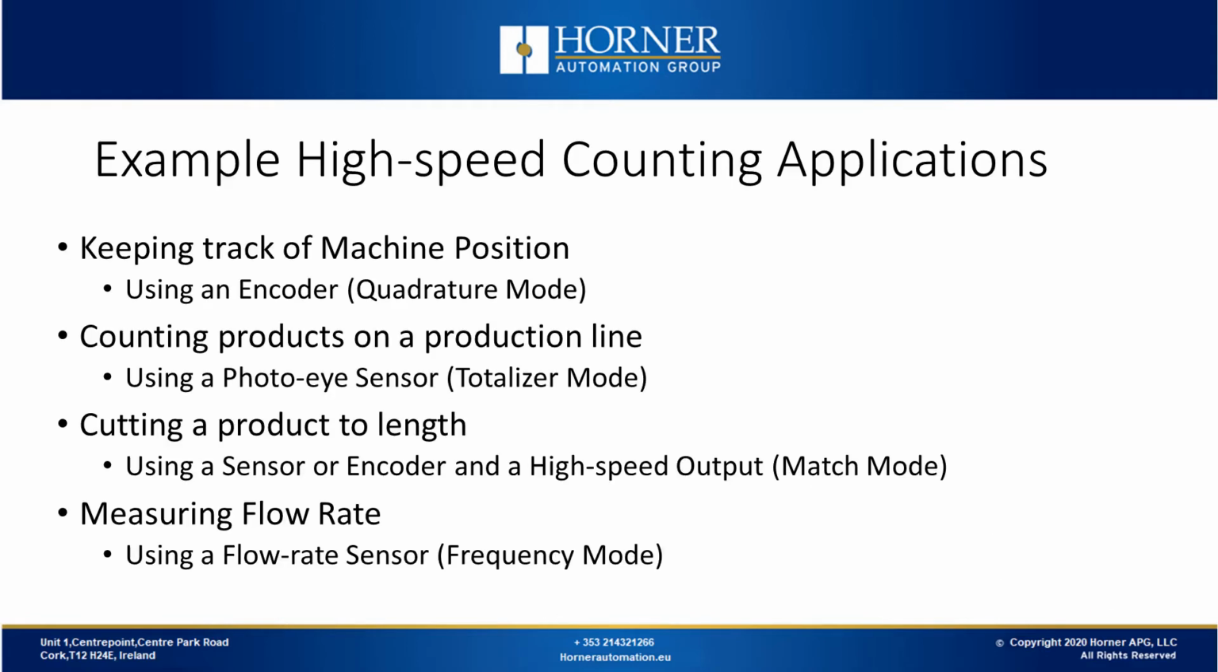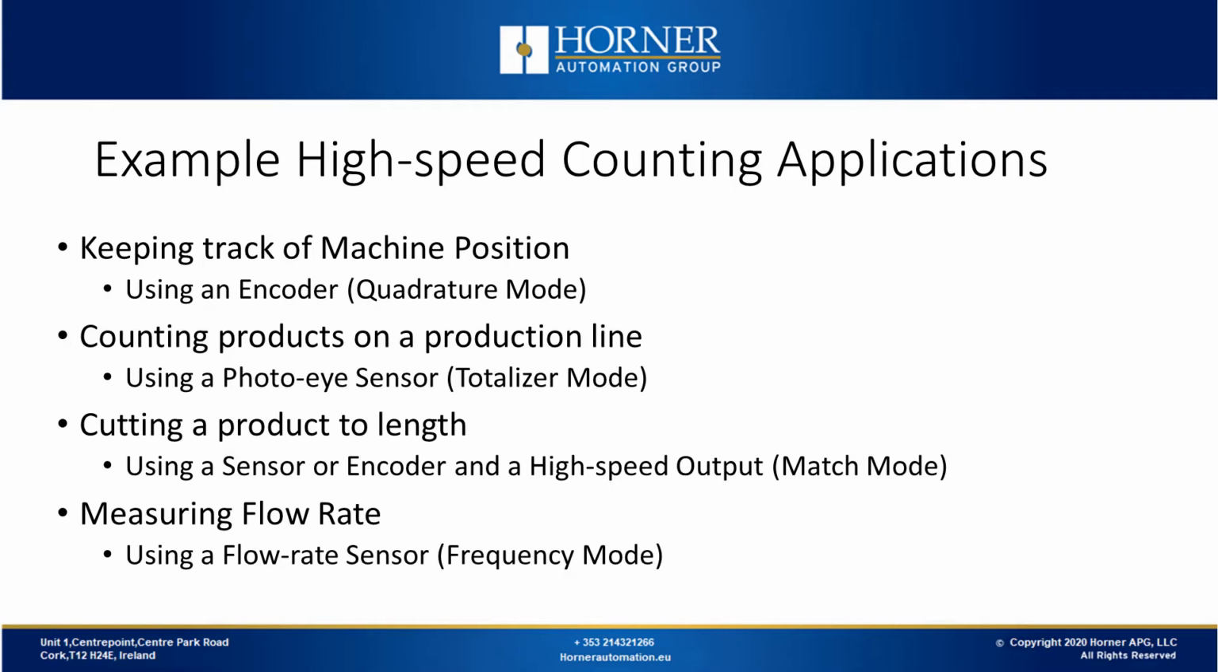Let's get started with high-speed counting. We'll start with some example applications. You may need to keep track of machine position. An encoder can be used with Quadrature so that we can get position information into the controller in real time. You may need to count products on a production line. If you're doing that, you'd be using Totalizer mode with a photo eye sensor. You may need to cut a product to length. You can use an encoder or a sensor to ensure you have the right length, alongside an automated cutting output which will cut the product to size.